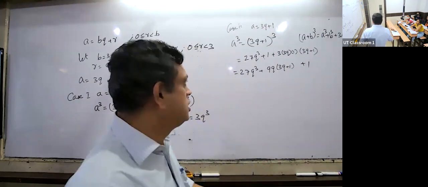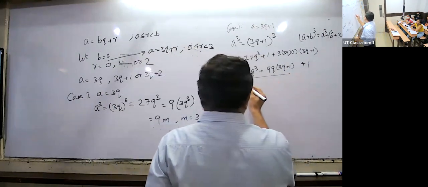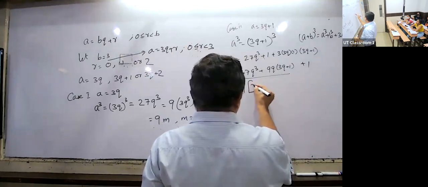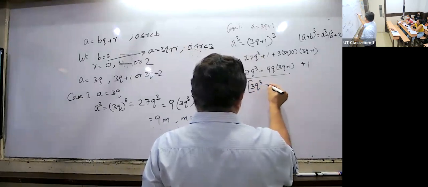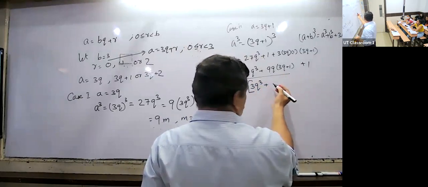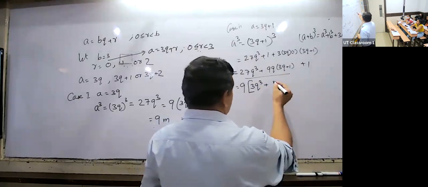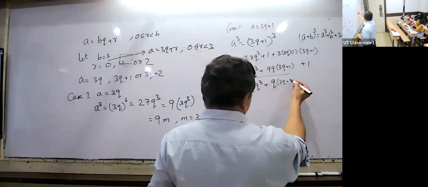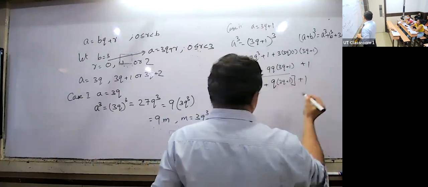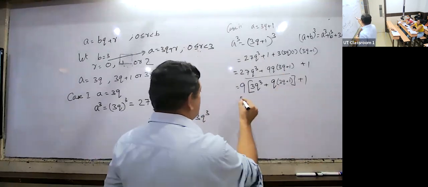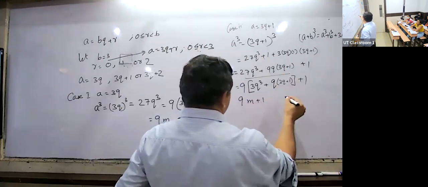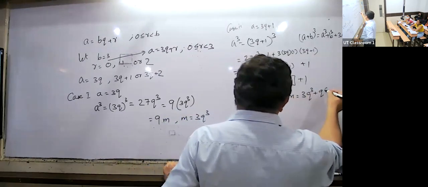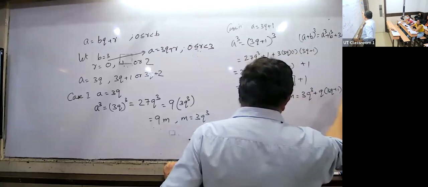Now look, from this much, what can I take common? 9 I can take common. Left out is how much? 3q cube, plus from here what is common? Stop writing and listen now. So what is left out? Only q, and bracket (3q plus 1), plus 1. This is of which form? 9m plus 1, where m is equal to how much? 3q cube plus q times (3q plus 1). Have you followed this step or not?